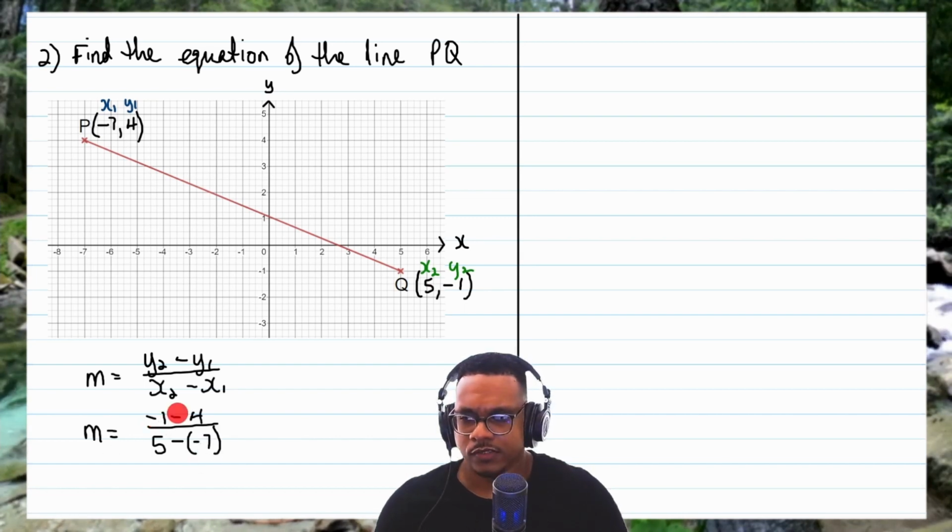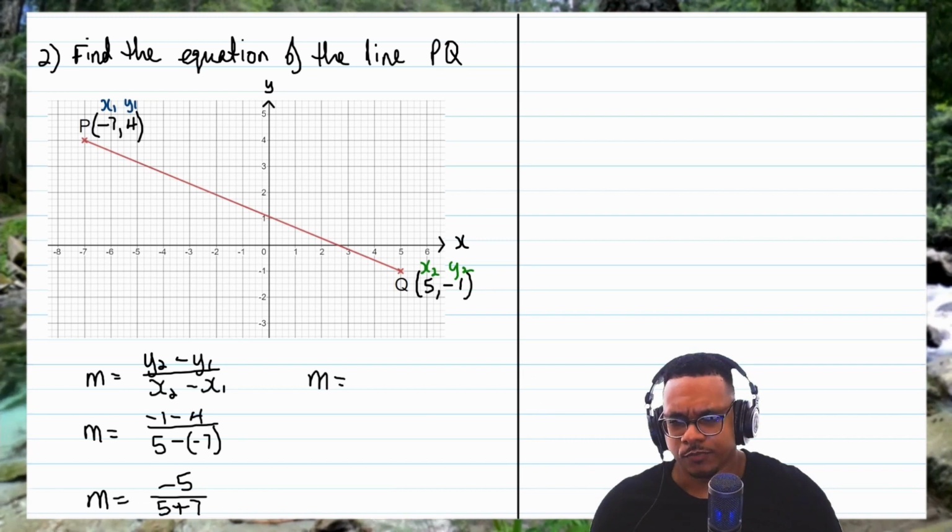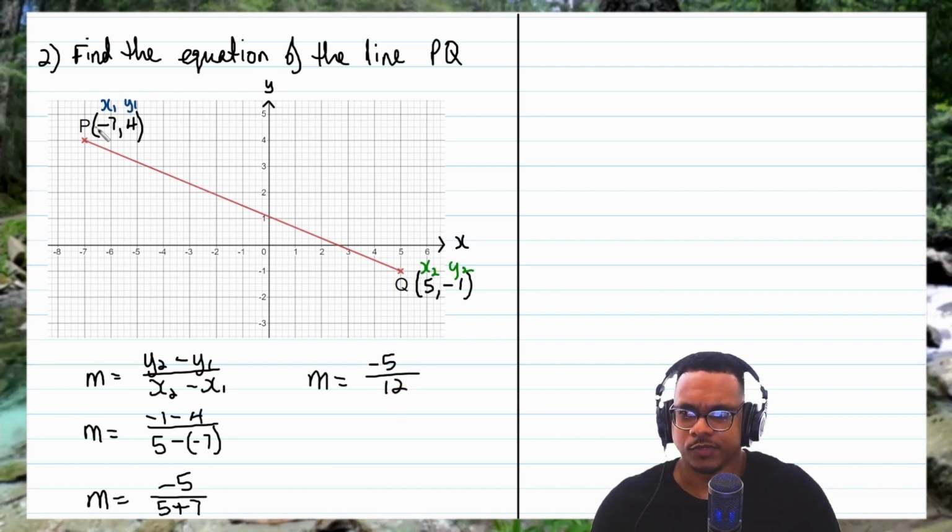So -1 take away 4 will give you -5. We'll multiply these two negative signs and get positive signs. So we have 5 plus 7, which will be 12. So our gradient will be -5 divided by 5 plus 7, so our gradient will be -5 divided by 12. So we'll have a negative gradient, which is -5/12. And as you can see, the line is sloping downwards.